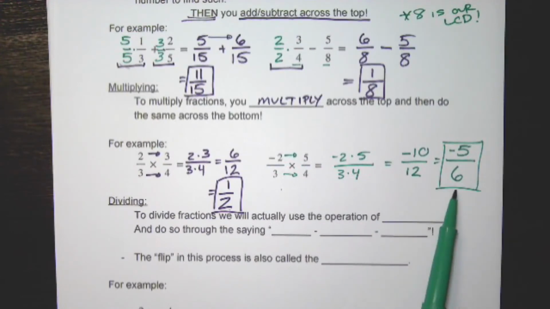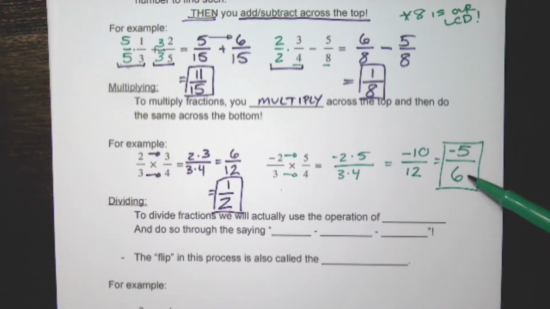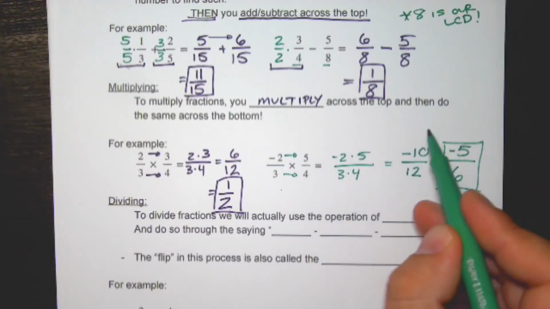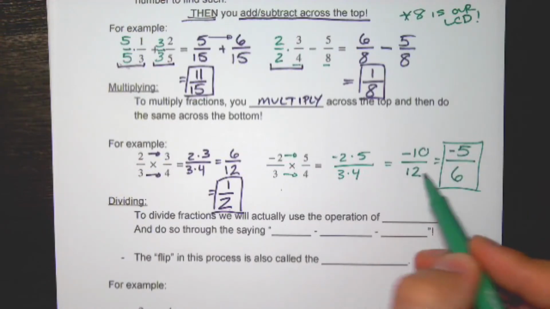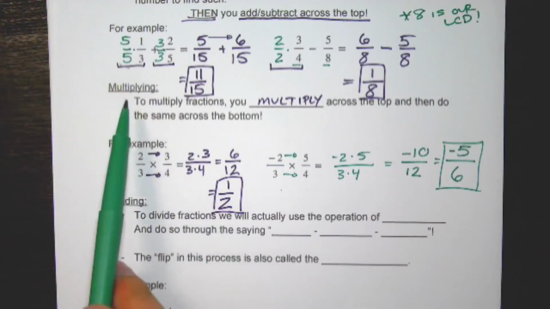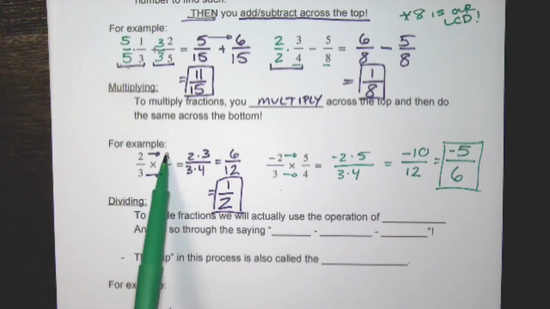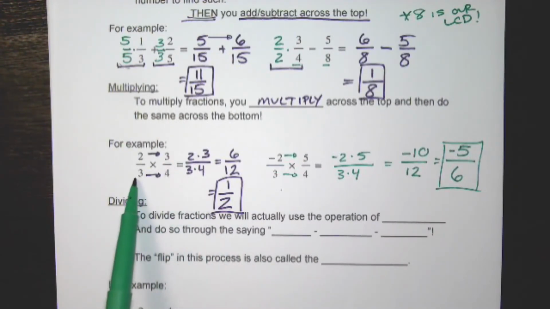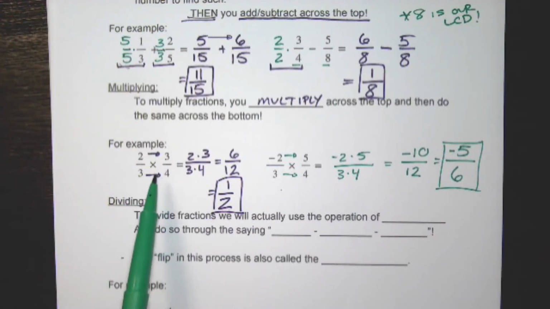So if we can see that we can do this simplifying like this without rewriting the 10 as 2 times 5 and rewriting 12 as 6 times 2, by all means, go for it. But the main thing to remember when you multiply is you're multiplying across the top completely by themselves, and then completely by themselves also on the bottom. Then you simplify.